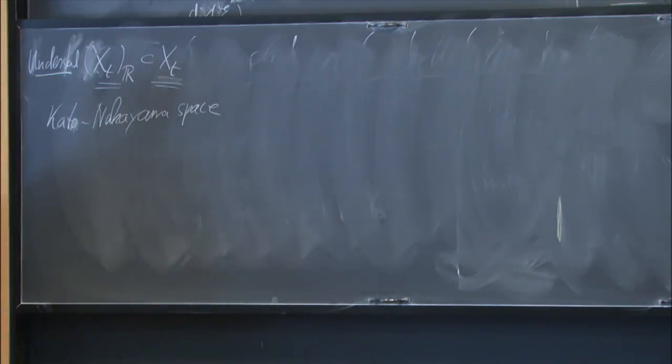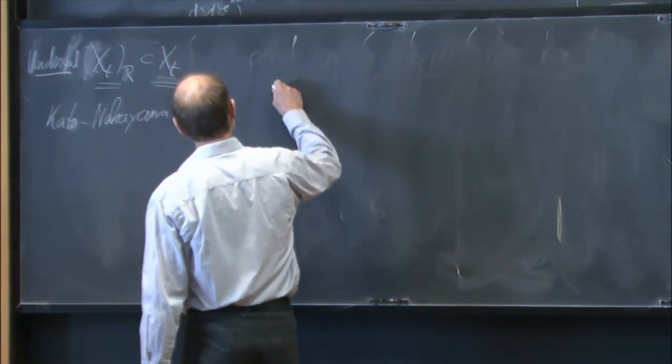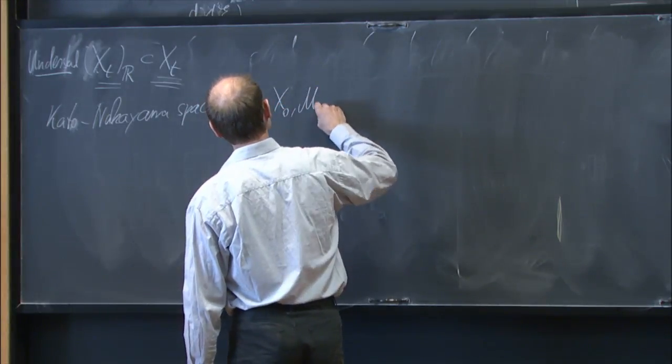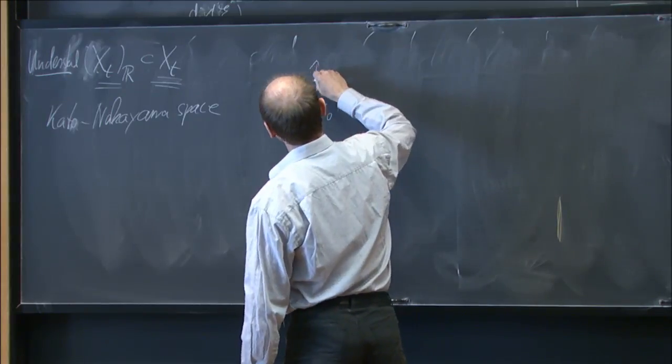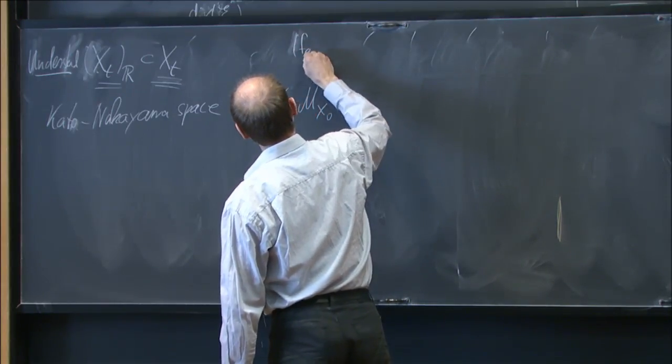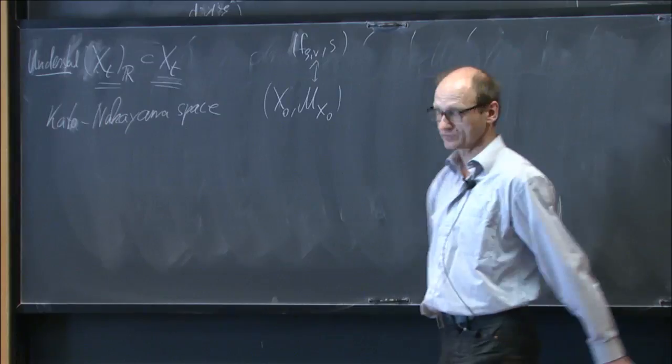I don't have the time to tell you how exactly this is defined, but what is important is that it only depends on what is called the log structure of x0, and that can be read off from this data f, rho, v and s. Okay?